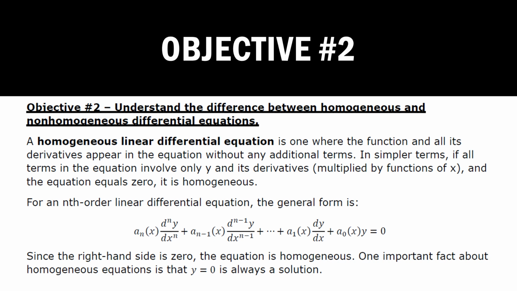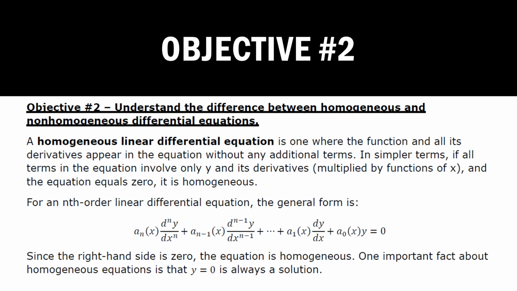Objective 2, so understanding the difference between homogeneous and non-homogeneous DEs. A homogeneous linear differential equation, as we know, is one where the function and all its derivatives appear in the equation without any additional terms. In simpler terms, if all terms in the equation involve only y and its derivatives multiplied by functions of x, and the equation equals 0, then we know it's homogeneous.